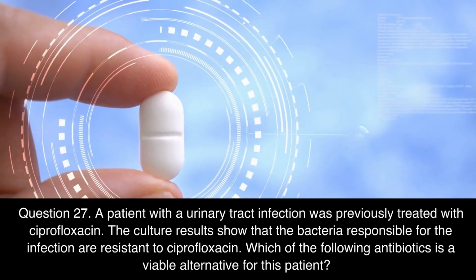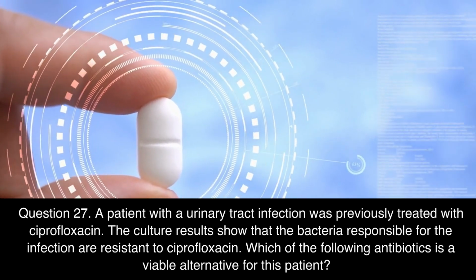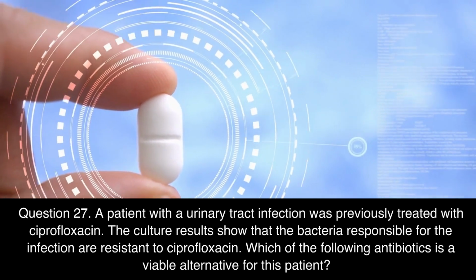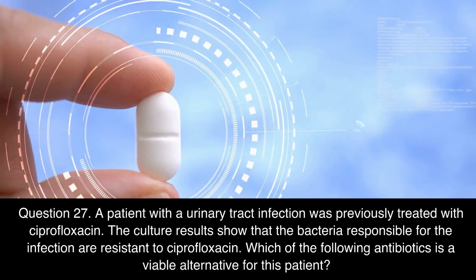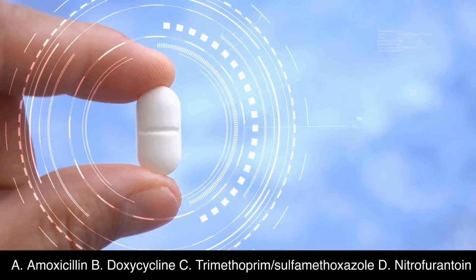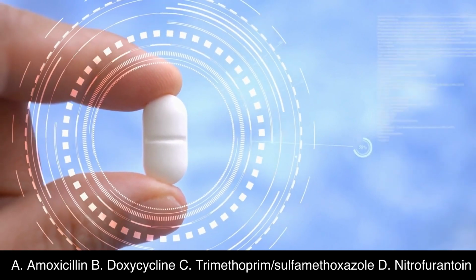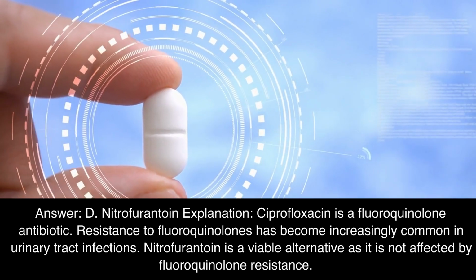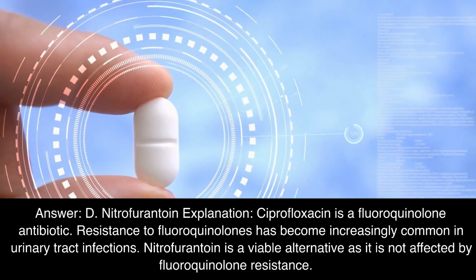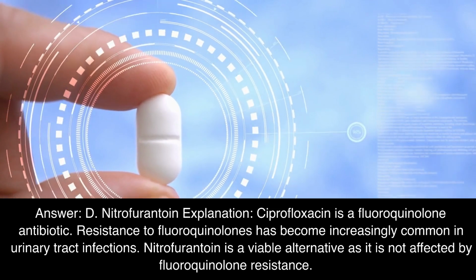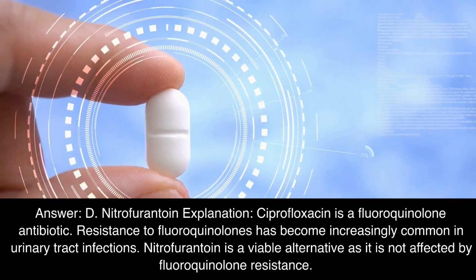Question 27. A patient with a urinary tract infection was previously treated with ciprofloxacin. The culture results show that the bacteria responsible for the infection are resistant to ciprofloxacin. Which of the following antibiotics is a viable alternative for this patient? A. Amoxicillin, B. Doxycycline, C. Trimethoprim-sulfamethoxazole, D. Nitrofurantoin. Answer: D. Nitrofurantoin. Explanation: Ciprofloxacin is a fluoroquinolone antibiotic. Resistance to fluoroquinolones has become increasingly common in urinary tract infections. Nitrofurantoin is a viable alternative as it is not affected by fluoroquinolone resistance.